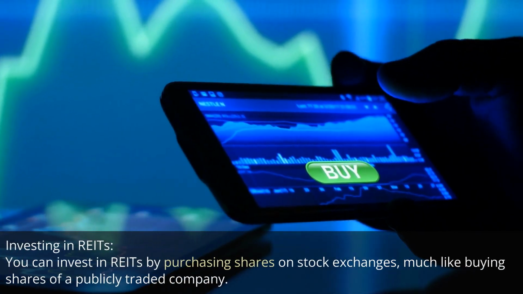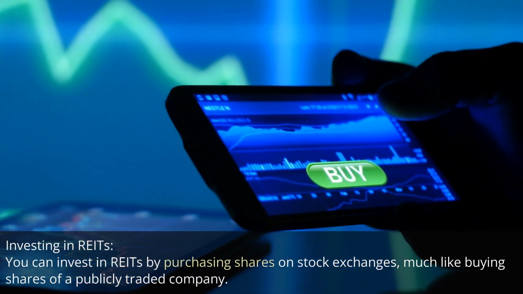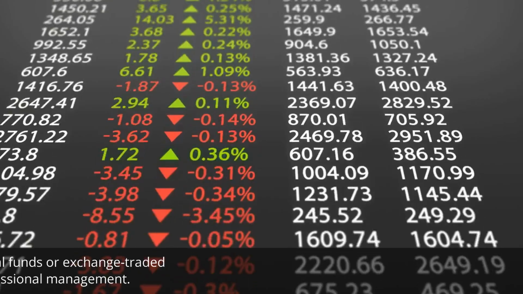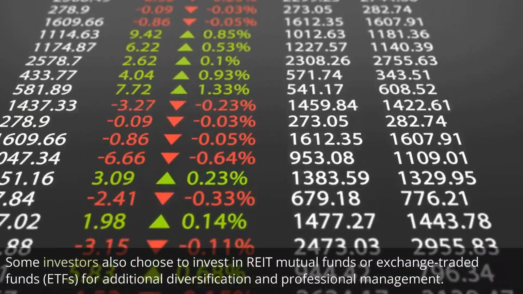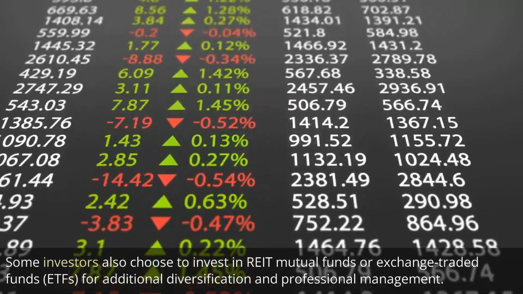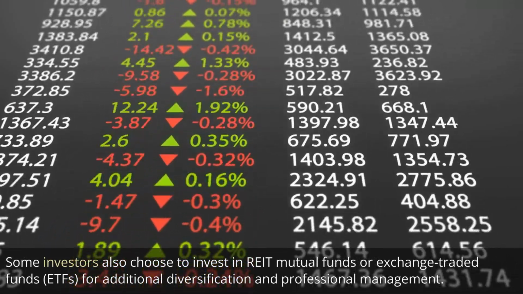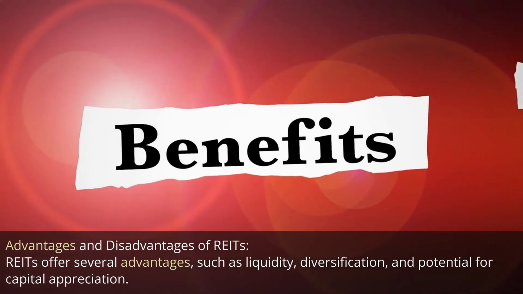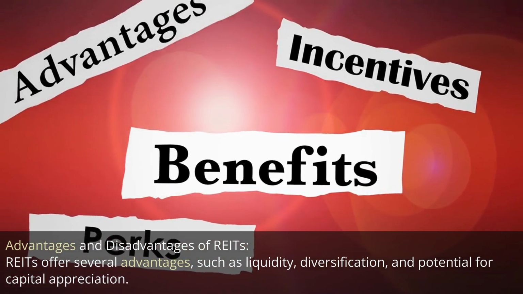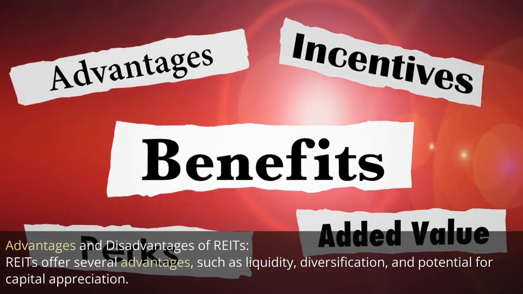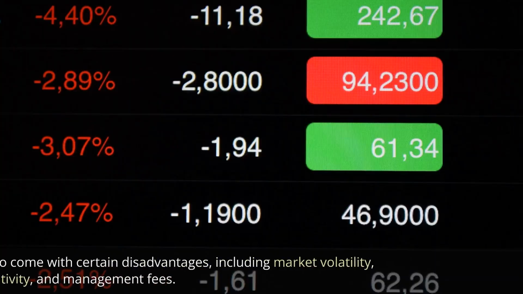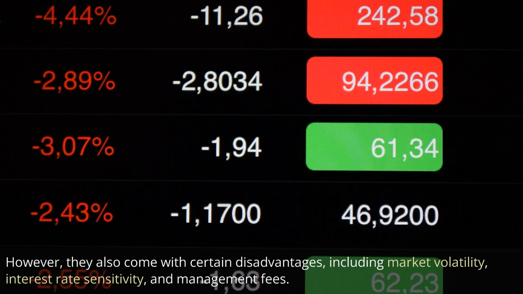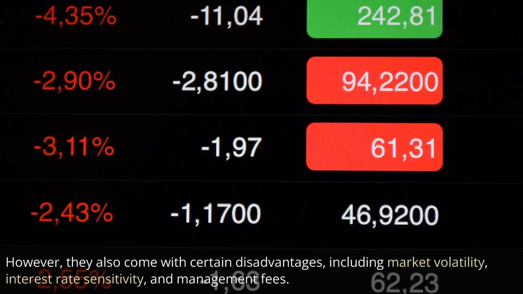Investing in REITs. You can invest in REITs by purchasing shares on stock exchanges, much like buying shares of a publicly traded company. Some investors also choose to invest in REIT mutual funds or exchange-traded funds, ETFs, for additional diversification and professional management. Advantages and disadvantages of REITs. REITs offer several advantages, such as liquidity, diversification, and potential for capital appreciation. However, they also come with certain disadvantages, including market volatility, interest rate sensitivity, and management fees.